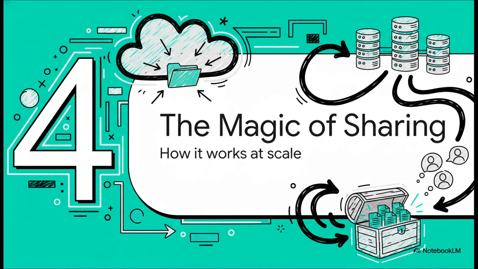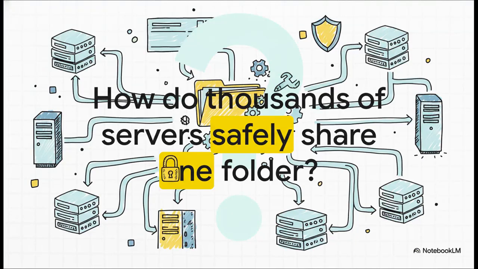So, we know we can share files, but now for the really fascinating part. How does this actually work at cloud scale without everything just falling apart? Let's peek behind the curtain at the magic. No, seriously, think about this for a second. If you have thousands of computers all trying to read and write to the same files at the same microsecond, how do you stop them from just overwriting each other's changes and creating one giant corrupted mess?